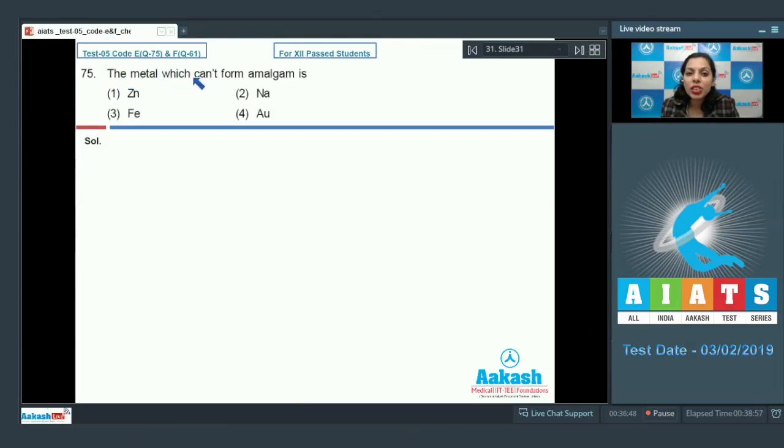Question number 75. The metal which cannot form amalgam is... We have learnt about different types of amalgam. Basically, amalgams are alloys with mercury. So, if I talk about zinc, sodium, iron and gold, these are given in the options. Which one is not forming amalgam with mercury? The correct answer is iron. Iron cannot form amalgam and we can choose option 3 as the correct answer for this particular question.